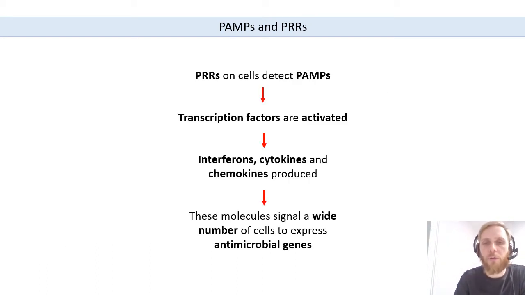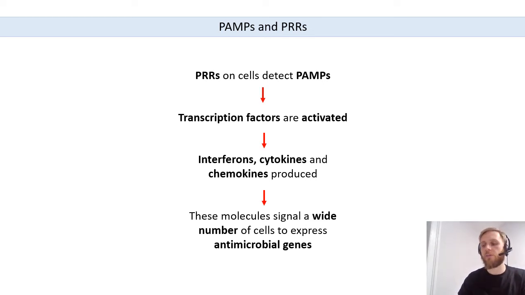Okay, so here's an overview of that process. PRRs are present in cells, they detect these PAMPs. Transcription factors are then activated as a consequence of PRR activation. Interferons, cytokines, and chemokines are produced as a consequence of transcription factor activation. And then these signaling molecules induce widespread changes throughout the immune system, throughout the body, that are antimicrobial. So they are antimicrobial changes.